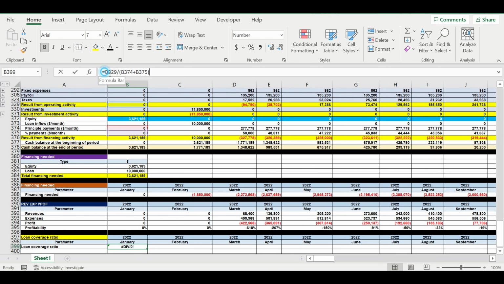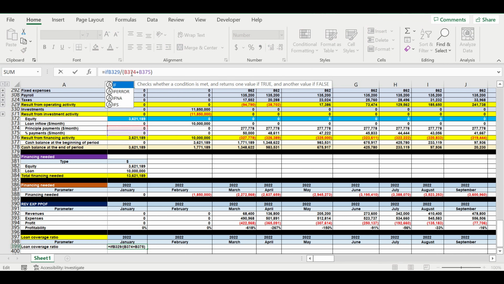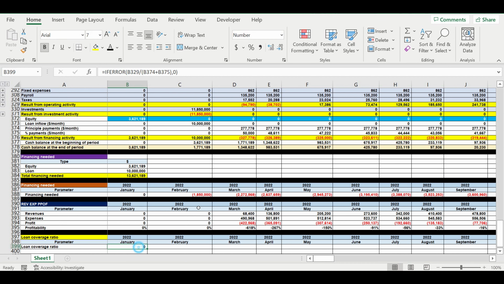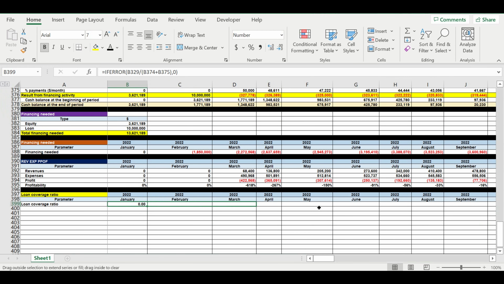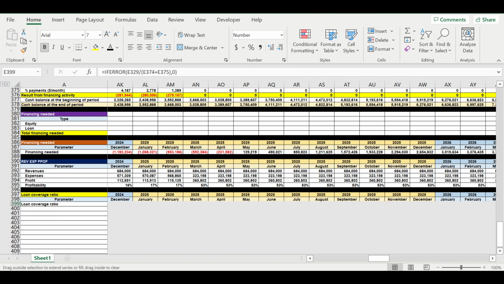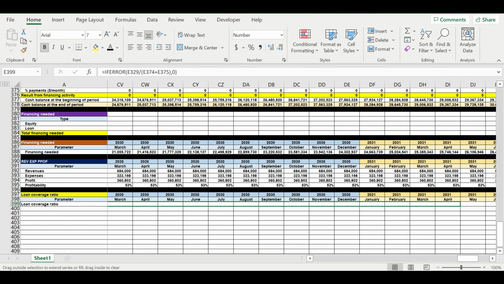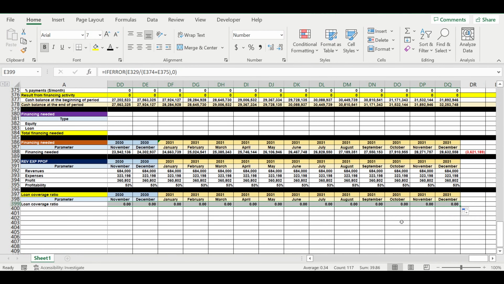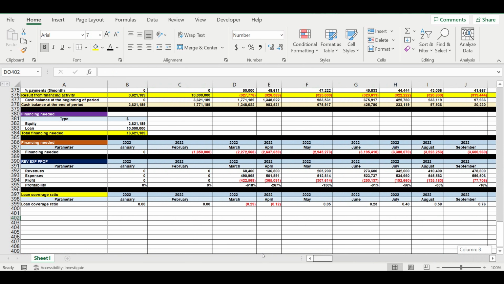If this gives an error, since we can divide by 0, we will do IFERROR and place 0, because that's a ratio. I will do it like this, then we will extrapolate this formula to the right. So let's look and see what these values tell us.